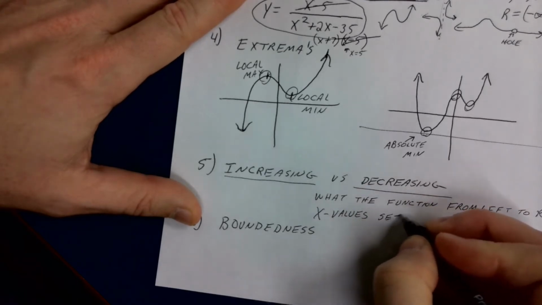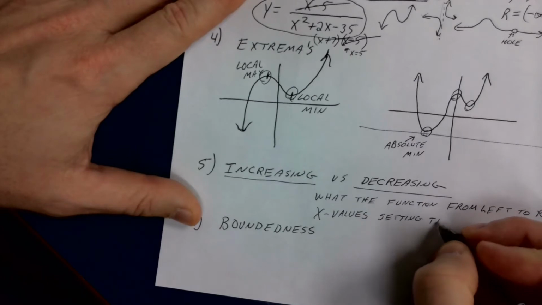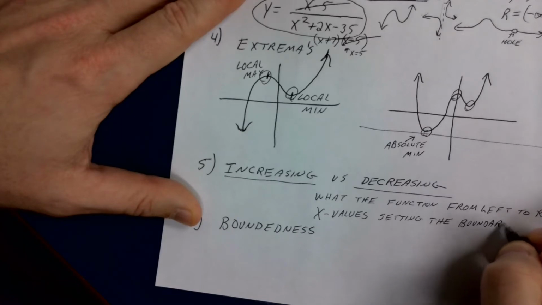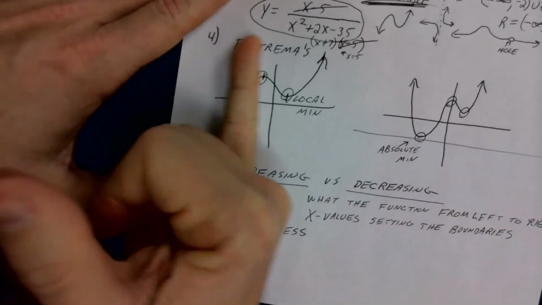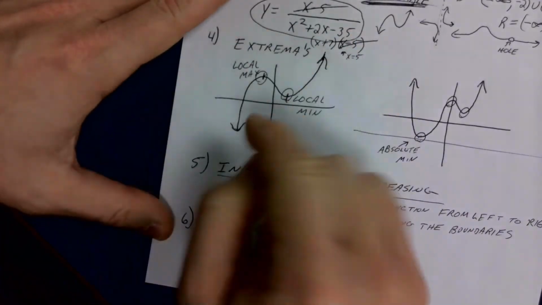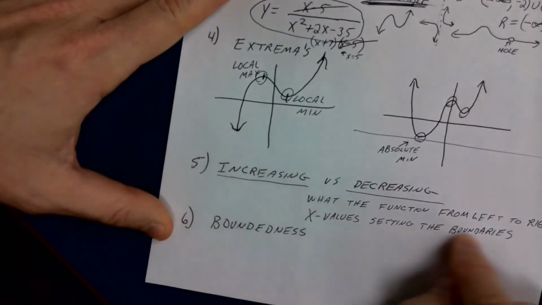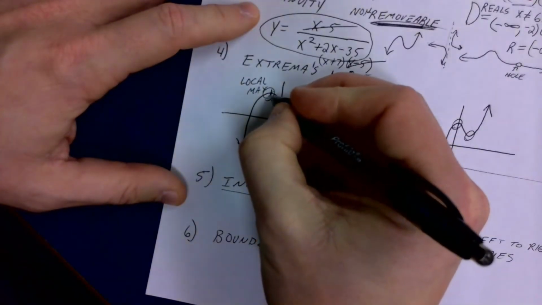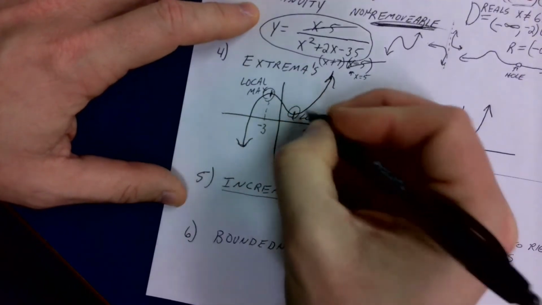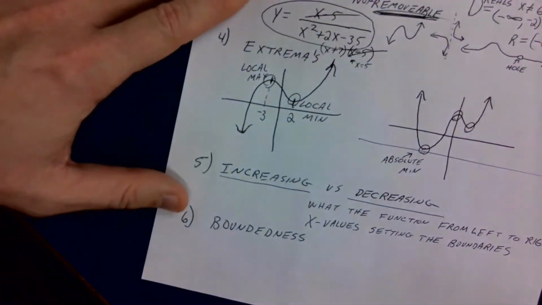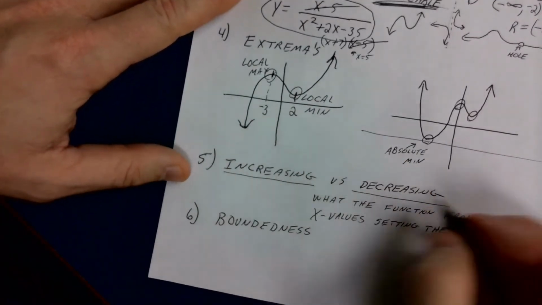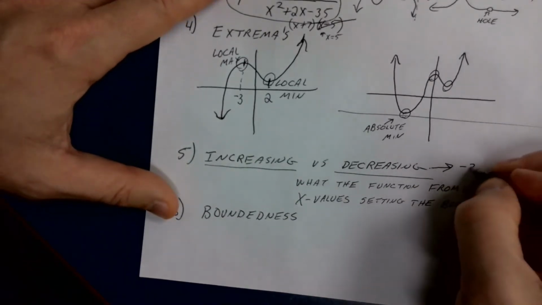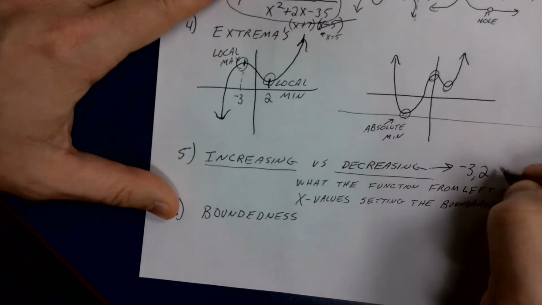setting the boundaries. Okay, so again, we tell whether it's increasing or decreasing based on what the y's are doing, right, if it's going up or down, but we discuss it based on the x's setting the boundaries. So for instance, on this one right here, let's say I'm going to drop this straight down, and this was at -3, and I'm going to drop this straight down, and this was at 2. Then this function would be decreasing, are you with me? Would be decreasing from -3 all the way to 2.